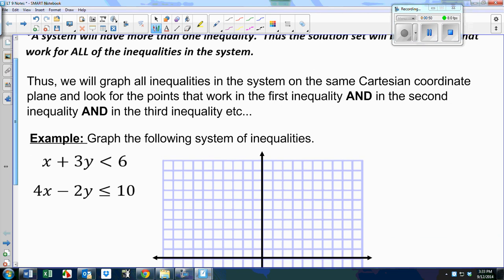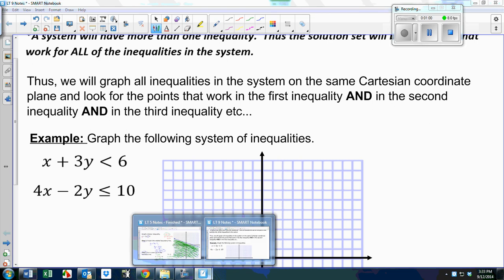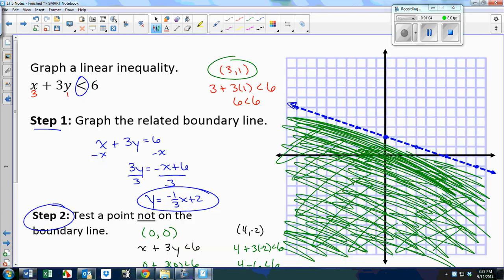Here's an example. x plus 3y is less than 6 and 4x minus 2y is less than or equal to 10. That's two different inequalities. So if we look back at Learning Target 5 notes, we would actually see the first one, x plus 3y is less than 6, already graphed. And you can go back to that video if you need to see how that came about.